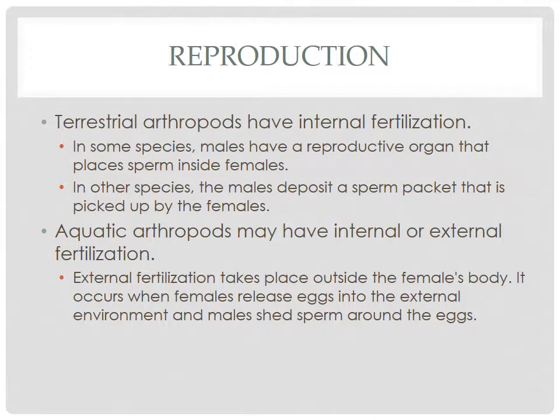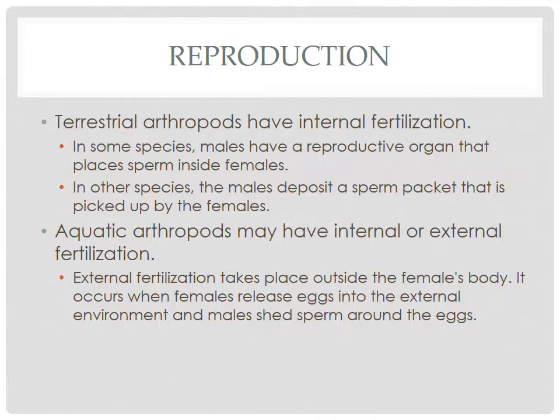When it comes to arthropods that live on land, they typically have internal fertilization. And please know that there's exceptions to every rule. In some species, the males have the reproductive organ that places sperm inside the females. In others, the male deposits a sperm packet, and that's picked up by the females. So even though it's sexual reproduction, it's not always involving sex.